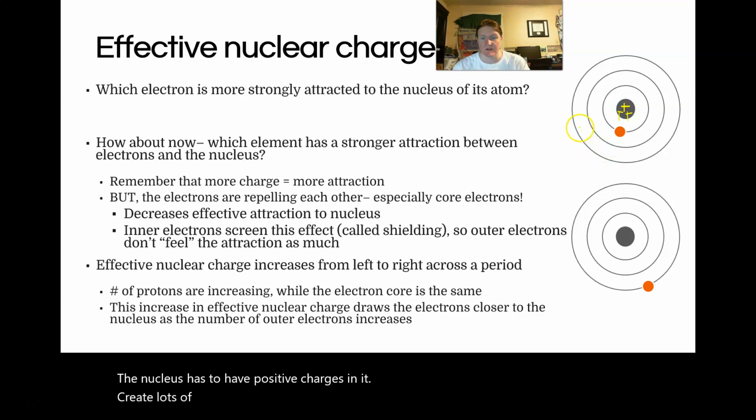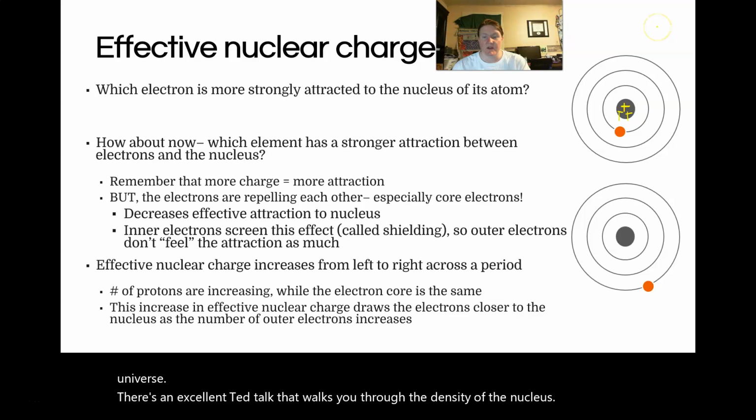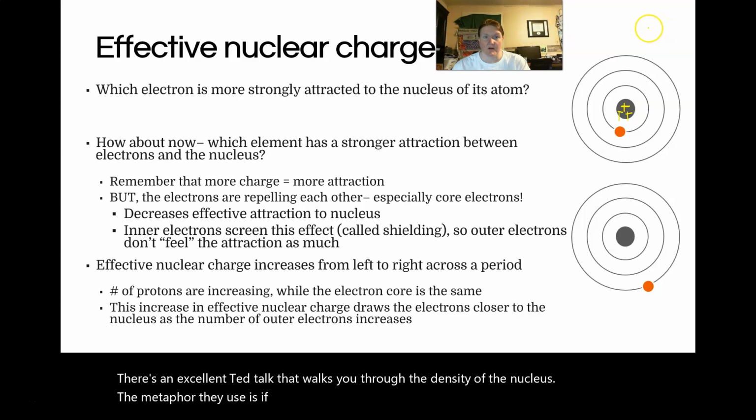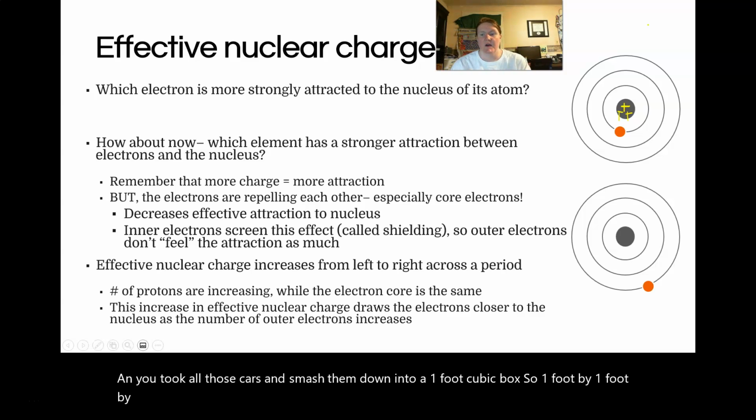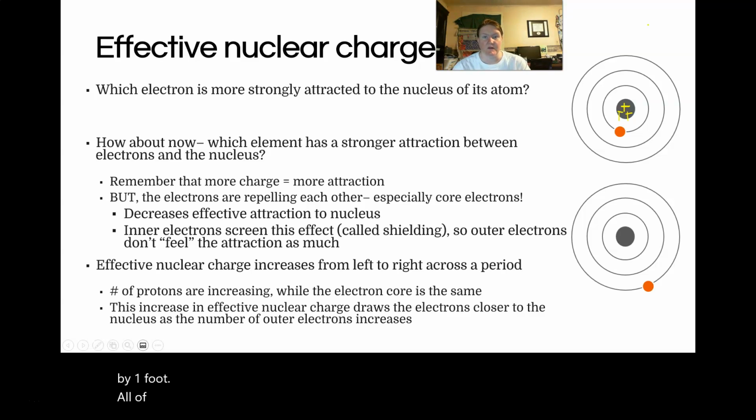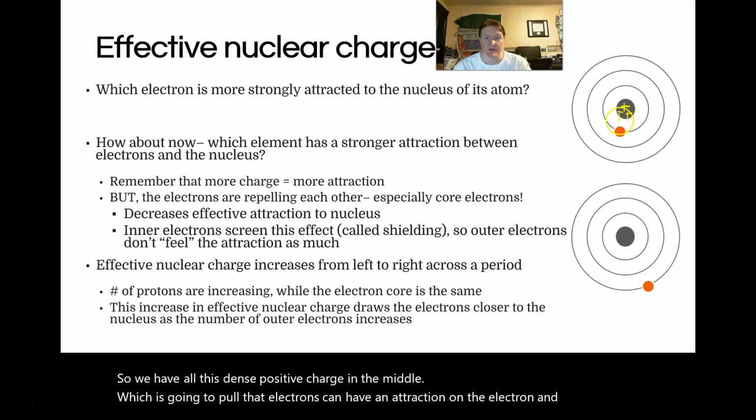Very, very dense. One of the densest, probably the densest thing in the universe. There's an excellent TED-Ed talk that walks you through the density of the nucleus. The metaphor they use is if every person on the planet had a car, and you took all those cars and smashed them down into a 1-foot cubic box, so 1 foot by 1 foot by 1 foot, all of that would be the density of every nucleus. So it's pretty dense. So we have all this dense positive charge in the middle, which is going to pull that electron. It's going to have an attraction on that electron, and the closer the electron is, the higher that attraction would be.